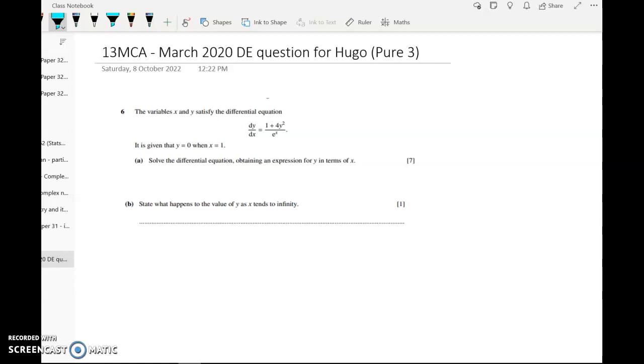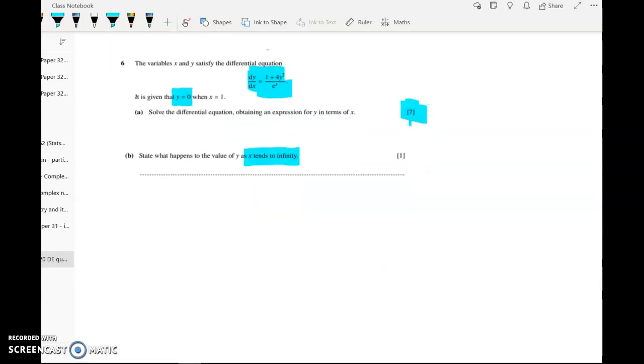So we've got a DE where we're told that this is dy by dx. And we're told that when x is 1, y is equal to 0. First, we have to solve the DE, and then we have to say what happens to y as x tends to infinity. And you can see most of the marks are in the first part there. So let's just start off by writing it down and then separating the variables.